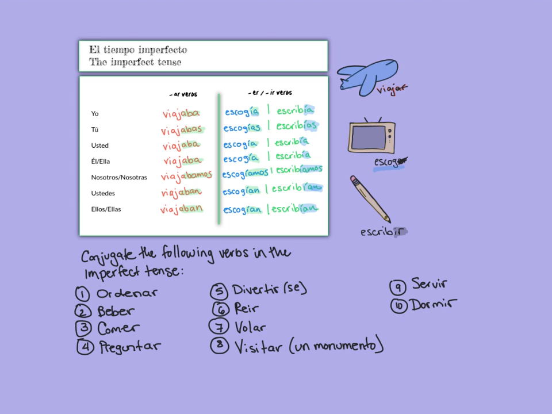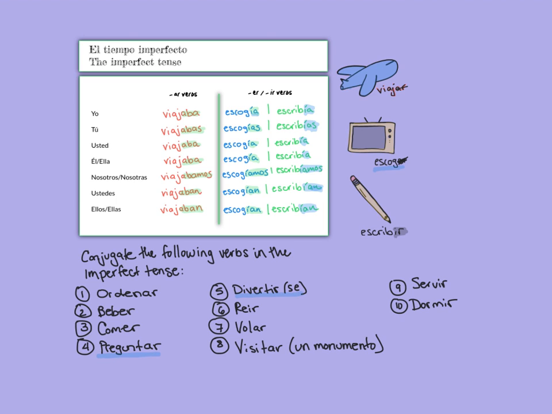I tried to think of verbs and vocabulary that you would use when traveling, for instance. So for example, ordenar means to order. When you're at a restaurant, you might order your meals. Beber, to drink, comer, to eat. Preguntar, that's to ask a question, not to be confused with the English word pregnant, although that's a very common mistake. It's actually a really funny one, so don't confuse it with that. It means to ask a question.